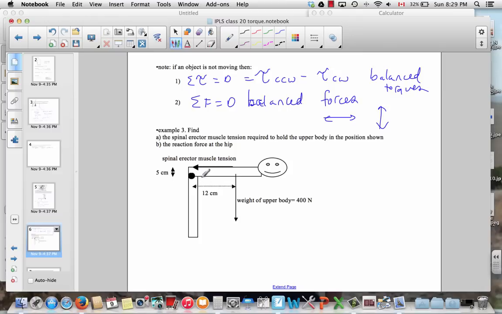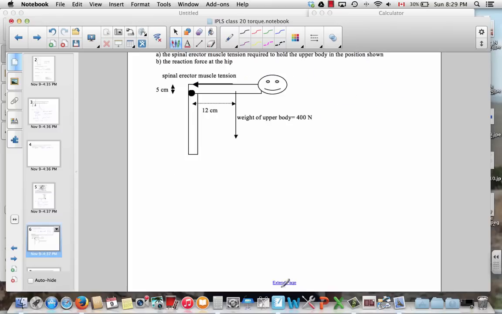The force that enables you to remain like that comes from your back, the muscles along your spine, and that's a relatively short distance away from the hip joint. So you could see this force acting in this direction has an effective distance of 5 centimeters away from the hip joint pivot, and therefore this force is going to tend to be relatively large. So we're asked to, first of all, find the tension in this muscle, and secondly, find the reaction force at the hip. We'll do that using the conditions for static equilibrium.